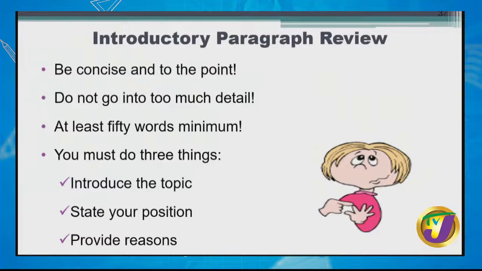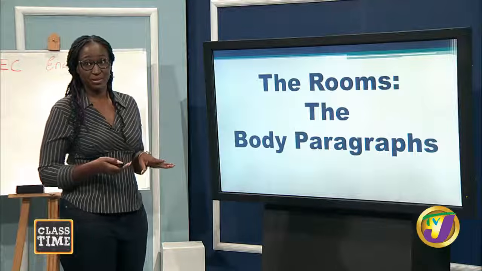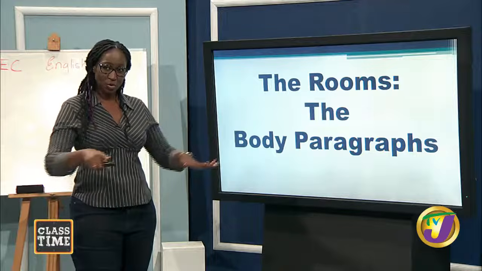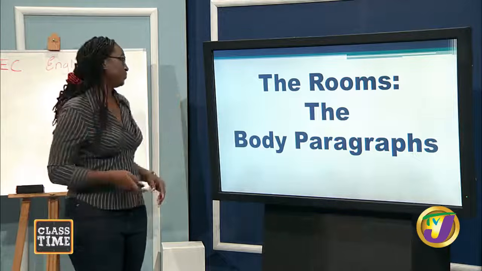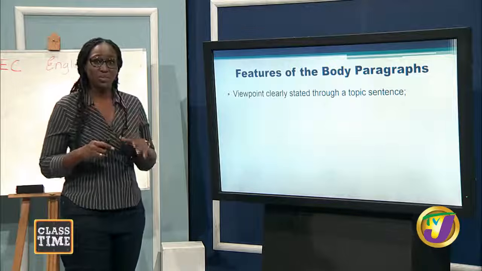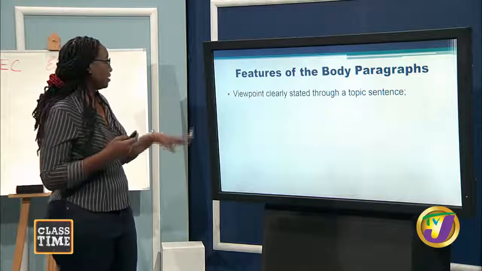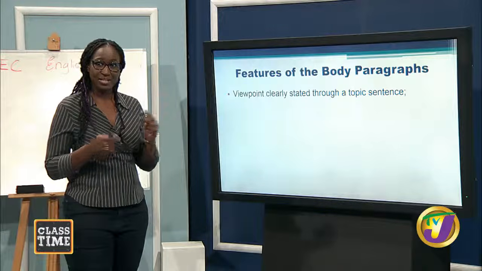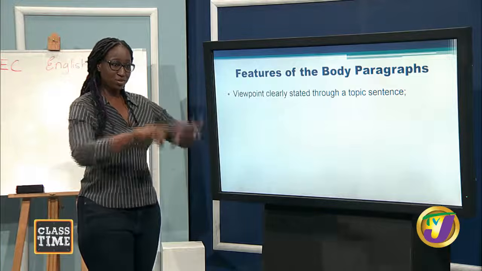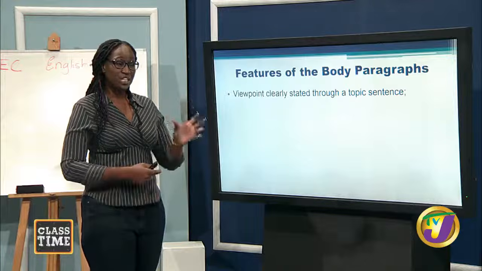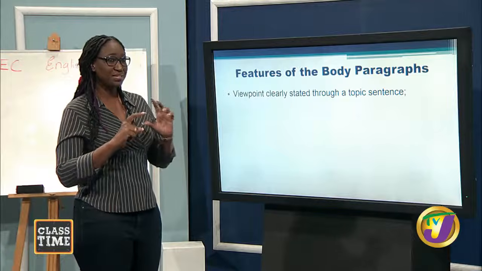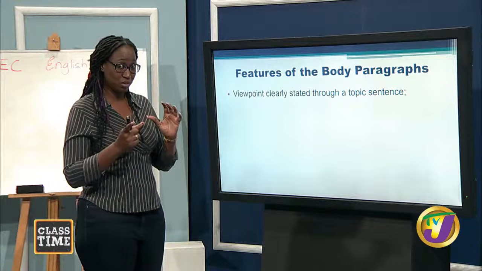So that was the foundation. The next step in our building is the rooms. So we had a blueprint, we built the foundation, now we're ready to build up the rooms. And the rooms are the body paragraphs. So now, for each of these, you want to ensure that your viewpoint is clearly stated in a topic sentence. So in your introduction, you wanted a thesis that would control the entire essay. But for each body paragraph, you want a controlling topic sentence. So something that tells you what this particular paragraph is going to focus on.